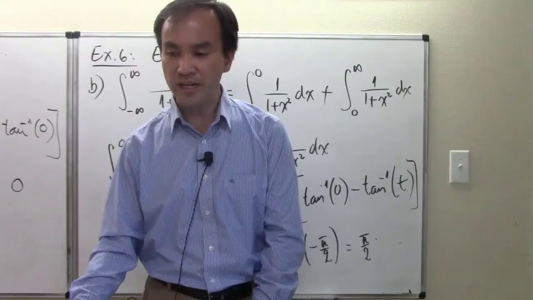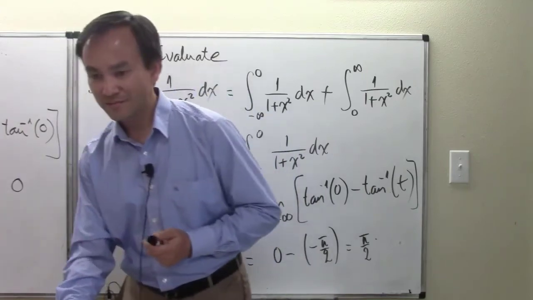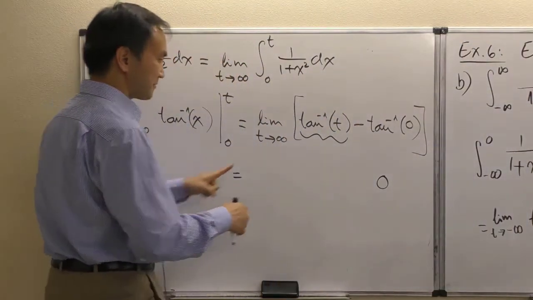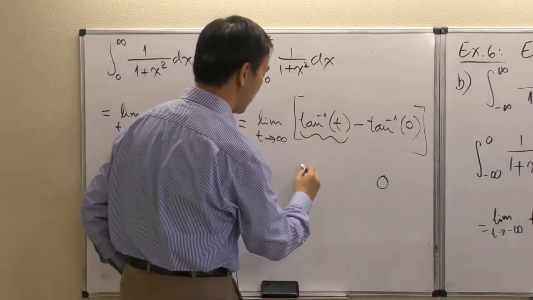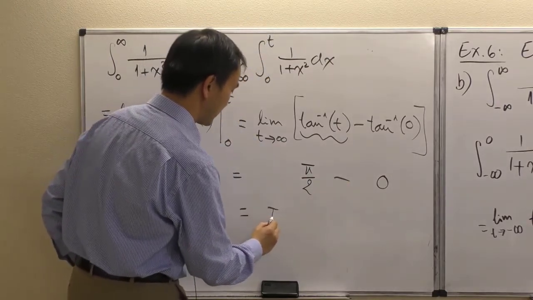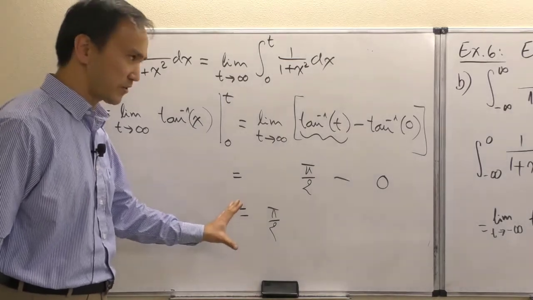All right, so in that case, right here, this tangent inverse of t, as we're taking limits, it's going to become positive pi over 2 minus 0. So our final answer for that is pi over 2. So now we've had the two pieces of work right here.